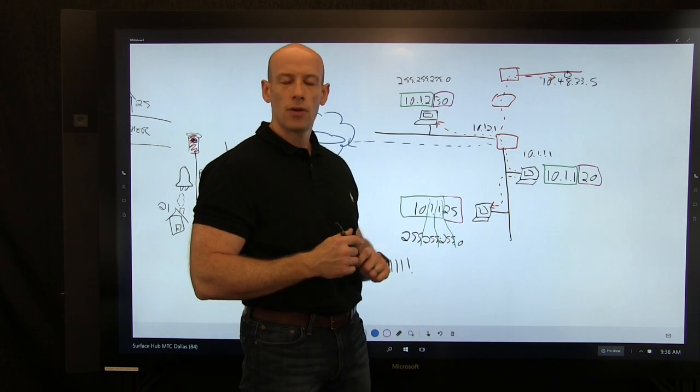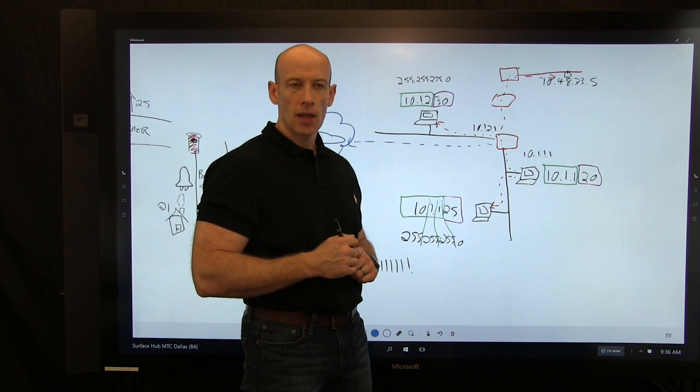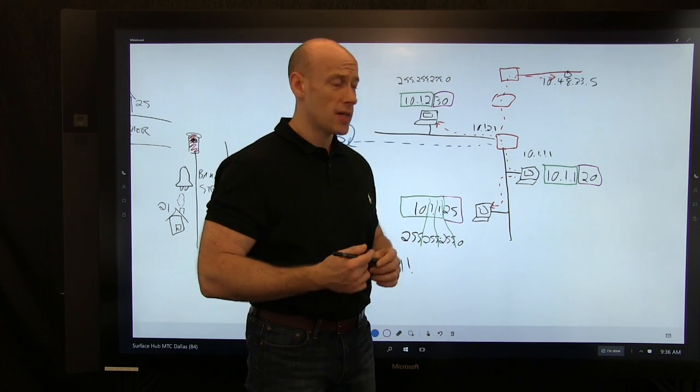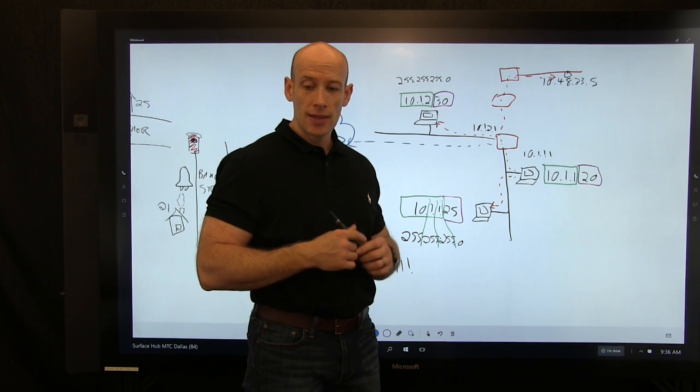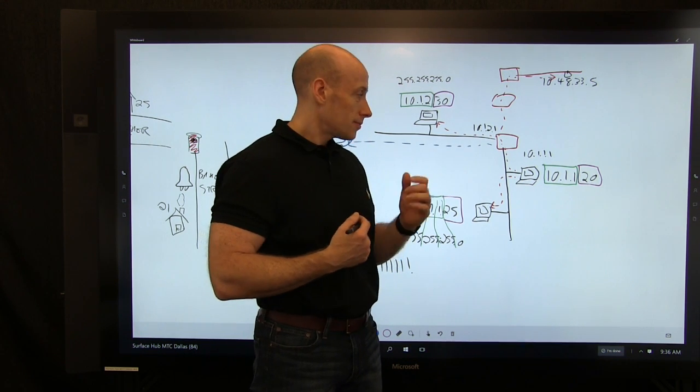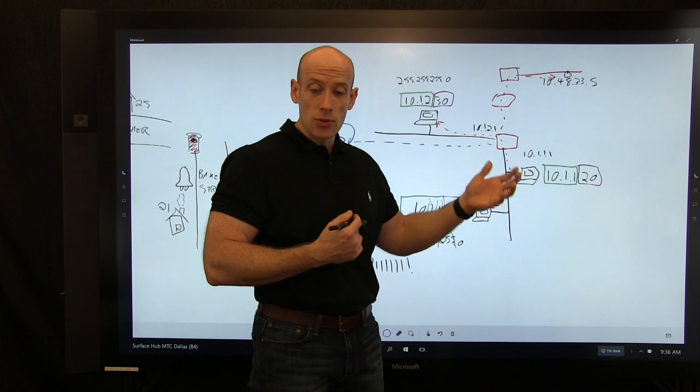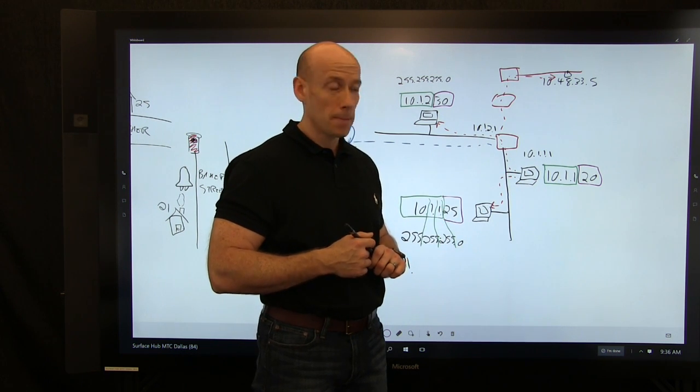Same way for the default gateway. Default gateway, what's your MAC address? Replies. That's how we actually transfer traffic. That's the key point. That's actually a physical thing. That's what's going on behind the scenes.